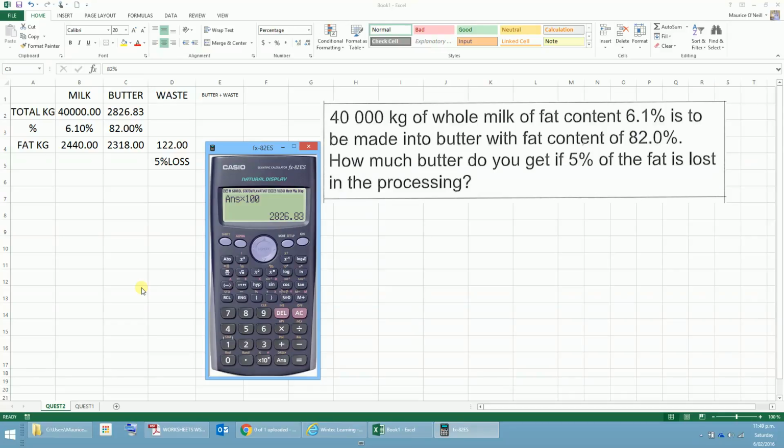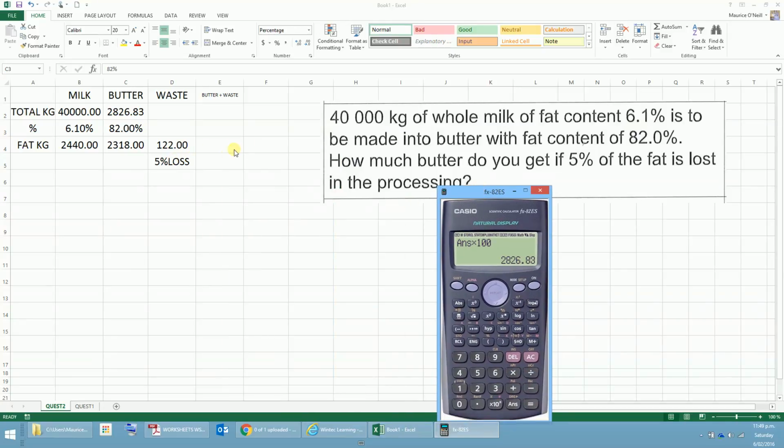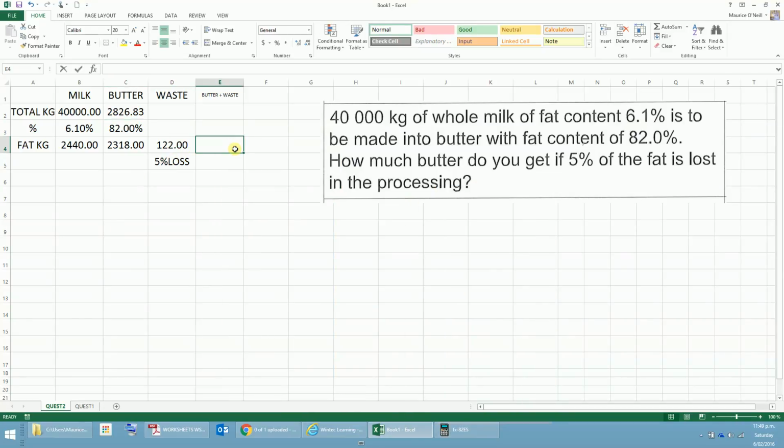We've got a 5% loss, which is 122. Add that together, we get 2440. So we could just confirm that here, just by going plus that, 2440. So what that means is if we started with 40,000 and we got 2826 kilograms there, the fat is a separate calculation, but therefore if we take the 40,000 and we subtract our butter, that must be how much waste we've got left.